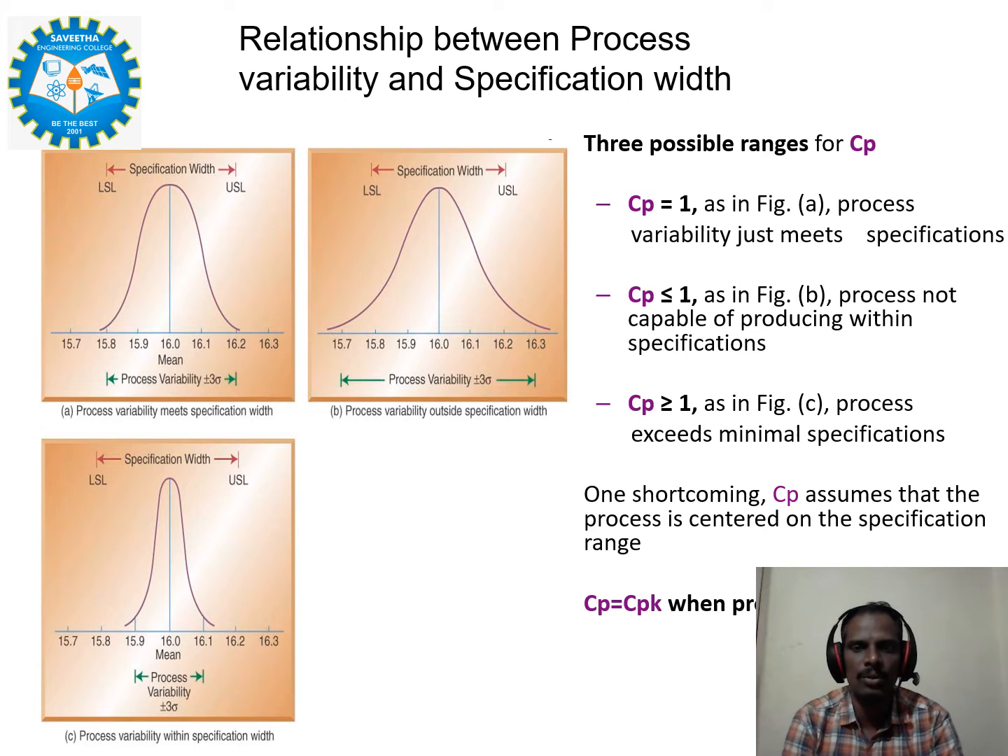Where Cp is equal to 1, the process variability just meets the specification. Where Cp is less than 1, it is not capable of producing within the specification limit, whereas if Cp is greater than 1, then the process exceeds the minimum specification limit.